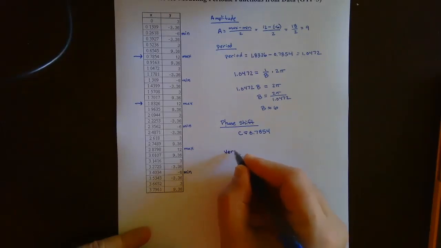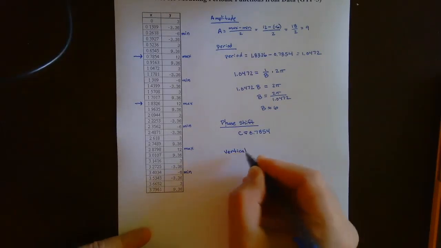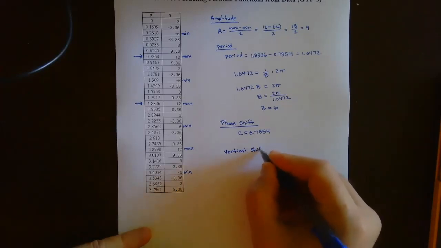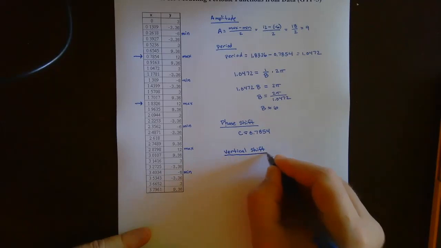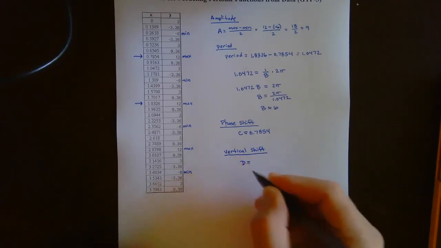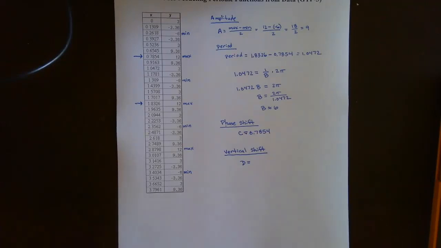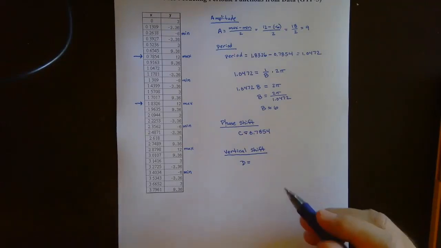That's just translation up or down, okay? So vertical shift, and that's our D, okay? And this, the X, this is like the new X axis that's moved on us.